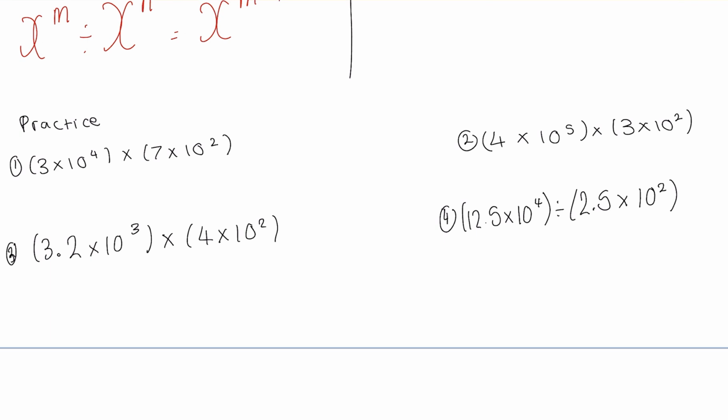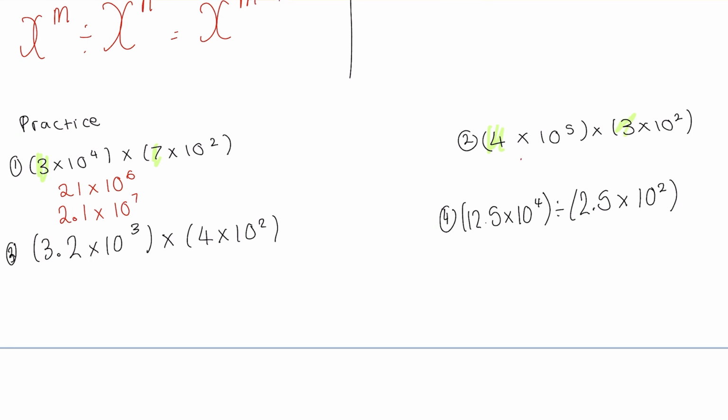So let's have a look at this first one. So you should times your numbers together first to give you 21, and then add in your powers. That's not in standard form, so you would have needed to divide by 10 and therefore add 1 onto your power. This one here, doing your numbers first.